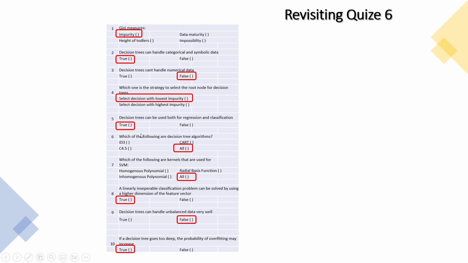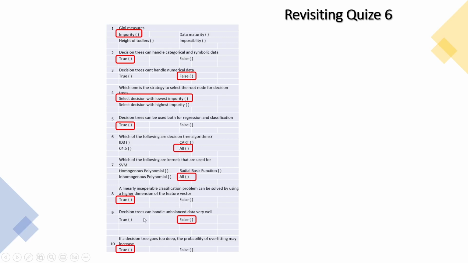That's true. Which of the following are decision tree algorithms? They are all decision tree algorithms. Which of the following are kernels that are used for support vector machines? All 3 are basically kernels for support vector machines. A linearly separable classification problem can be solved by using a higher dimension of the feature vector. That's basically the definition of support vector machine. If it's linearly inseparable, then we use a higher dimension in the dot product, if you remember from 2 weeks ago.